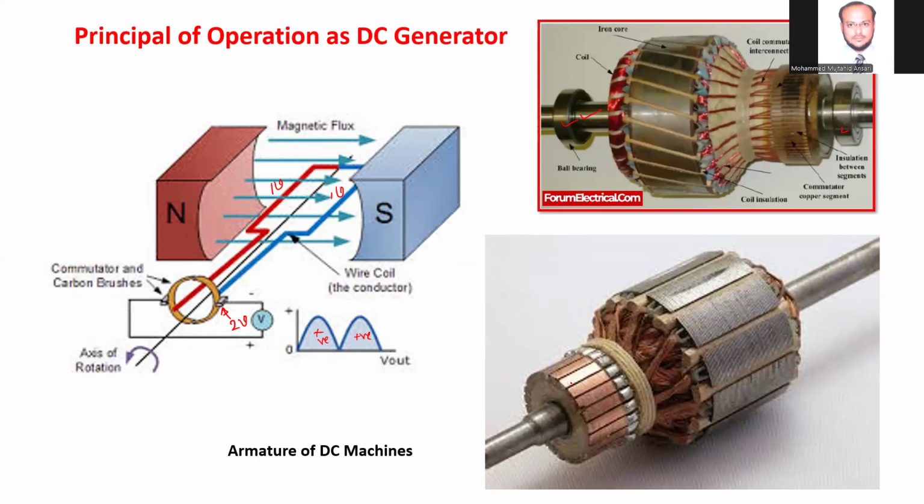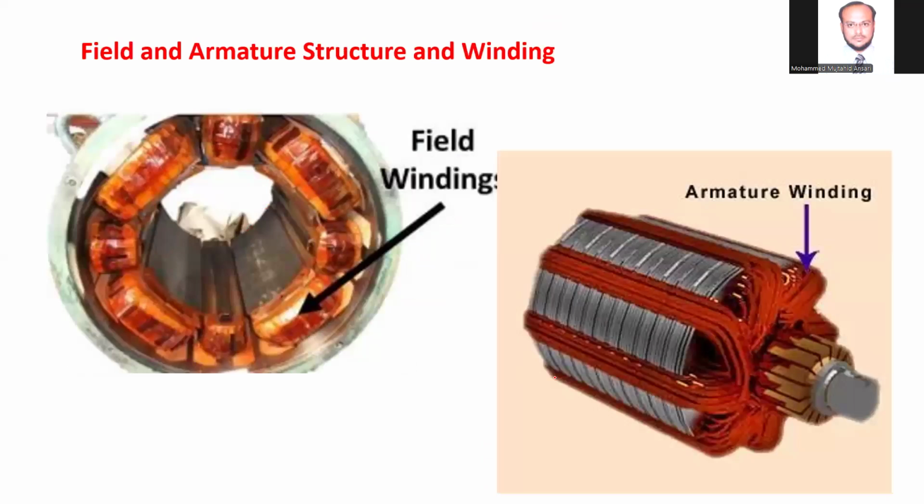Now in this diagram, it is quite clear. See, this is the commutator's copper bar. It is conducting, and in between, this is the non-conducting one. So in this way, we can obtain unidirectional current in the external circuit with the help of commutator segments.